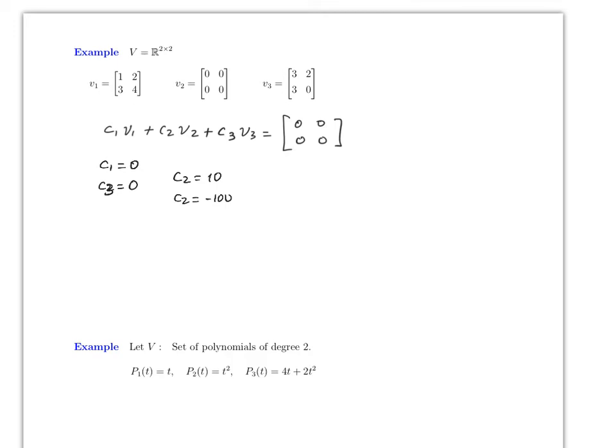Why? Because anything times 0 is always going to give you 0. So this part is always 0, regardless of the value you pick for C2. So therefore, in this case, it is possible that C1 equals 0, C3 equals 0, but C2 doesn't have to be 0. So therefore, these three vectors are not linearly independent. They are actually linearly dependent.